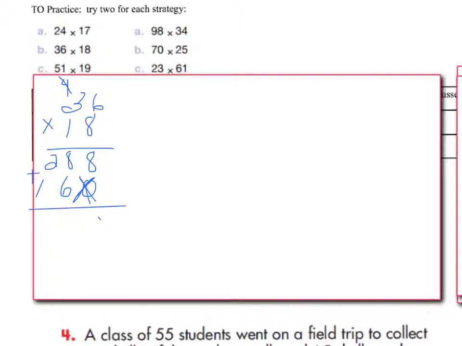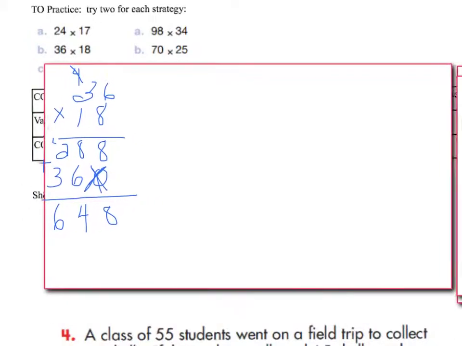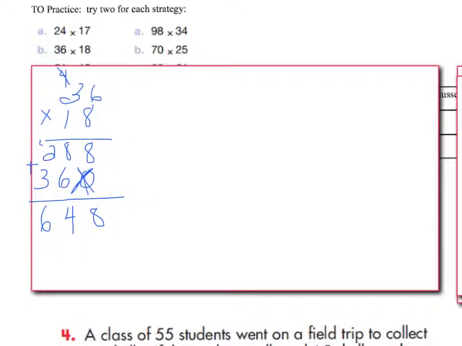Now I just need to add those. 8 plus nothing is 8. 8 plus 6 is 14. Carry the 1. 1 plus 2 is 3. 3 plus 3 is 6. So 648. And again, I can use estimating to check this. 36 is pretty close to 40. 18 is pretty close to 20. 4 times 2 is 8. We took off 2 zeros. We'd add them back up. 800. 648 was somewhat close to 800, so that one's not bad. Could be, probably is right. So using that estimation to help you check. Let's try the next one, algorithm method.